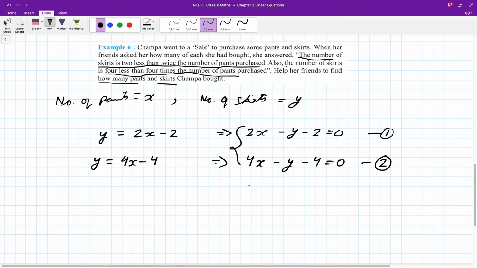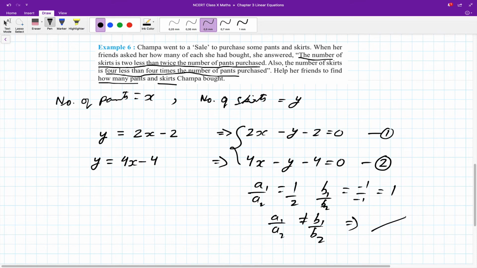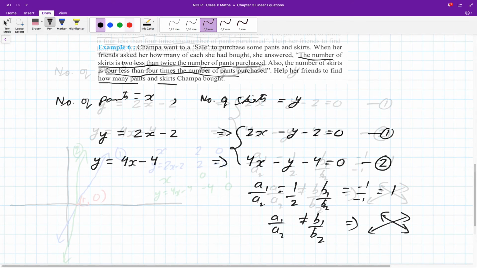So first, let us quickly check the ratios. A1 by A2 is 1 by 2, B1 by B2 is equal to minus 1 by minus 1, which is equal to 1. Therefore, A1 by A2 is not equal to B1 by B2. So this implies there will be intersecting lines with one solution. So it is worth proceeding ahead.